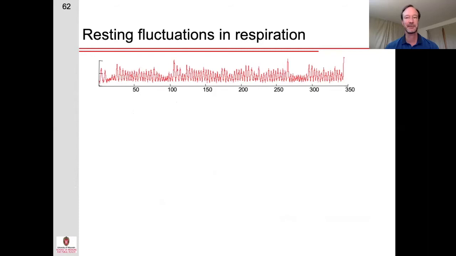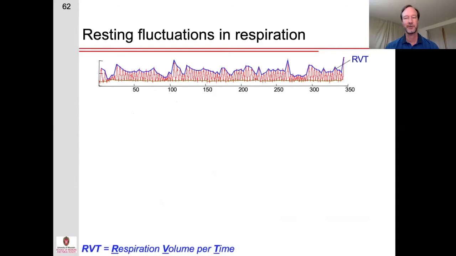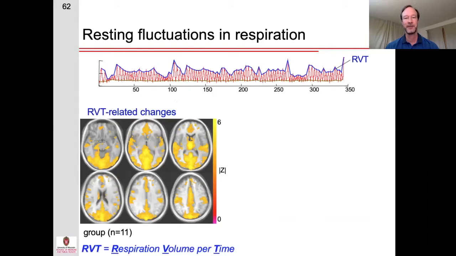We can also see this just looking at the respiration fluctuations at rest. Here's an example from one of my studies. And you can see the variations in the depth of breathing across the run. If we look at the envelope of that breathing trace, and also divided by the period, and calculate what I call the respiration volume per unit time, here are the signal changes that you would see that are correlated with these respiration volume per time related signal changes.